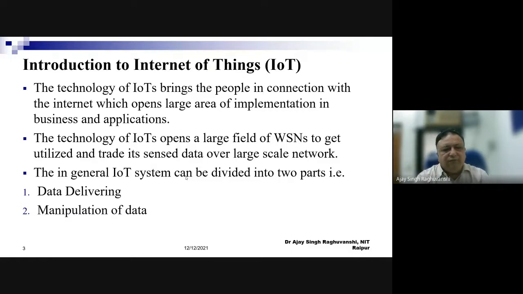First of all, the technology IoT brings people in connection with the internet, which opens a large area of implementation for business and applications. The technology of IoT opens a large field of wireless sensor network utilized to trade and sense data over a large scale network. In general, IoT systems can be divided into two parts: one is the data delivering part, and the other is manipulation of data. First is how the data is delivered, and then how the data is manipulated.